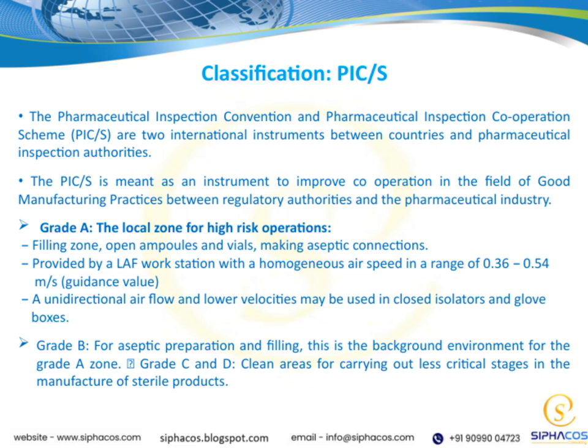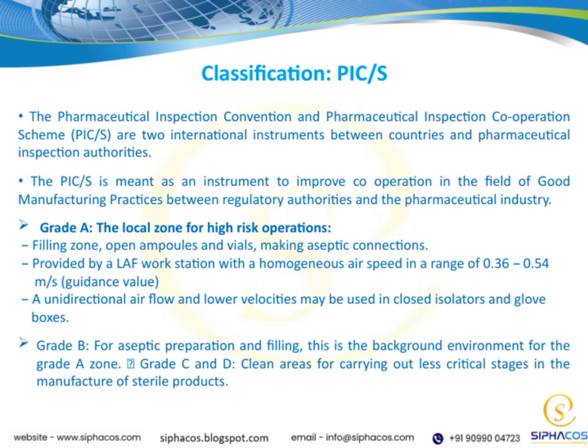Think of this as the highest risk zone. It's where the most critical operations happen, like filling aseptic products, working with open ampules and vials, or making aseptic connections. These areas are typically provided by a laminar airflow workstation, which maintains a very controlled environment with a homogeneous airspeed, generally between 0.36 and 0.54 meters per second.